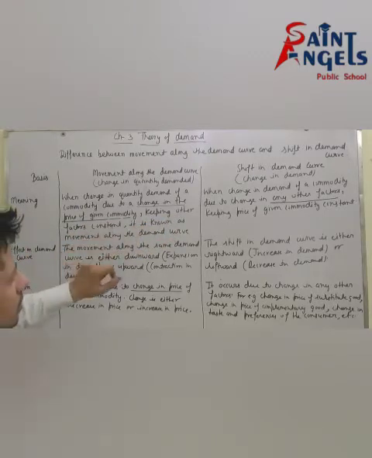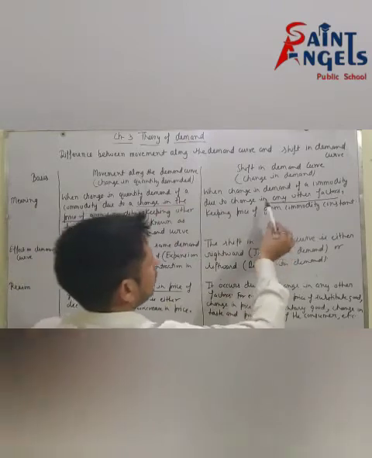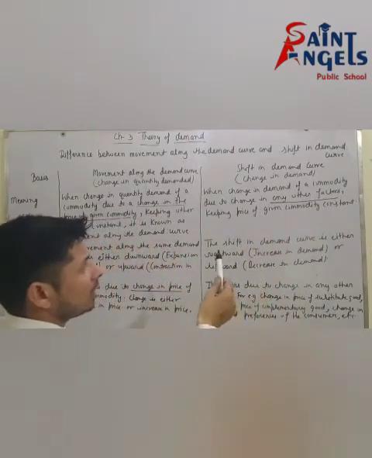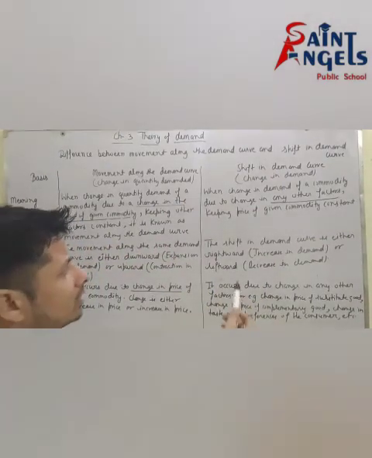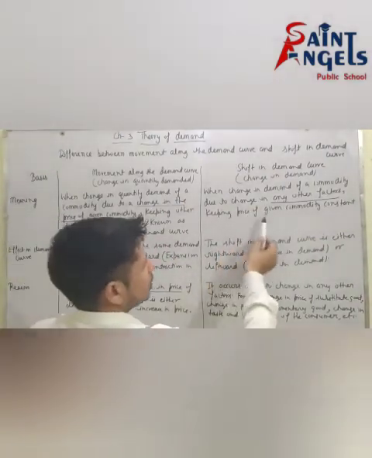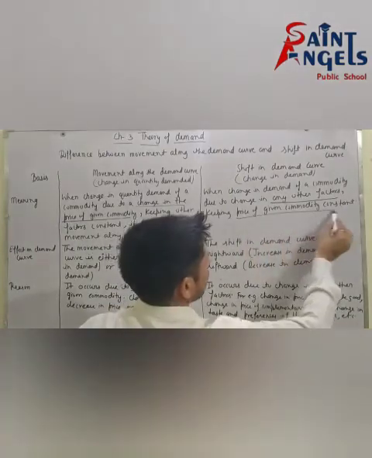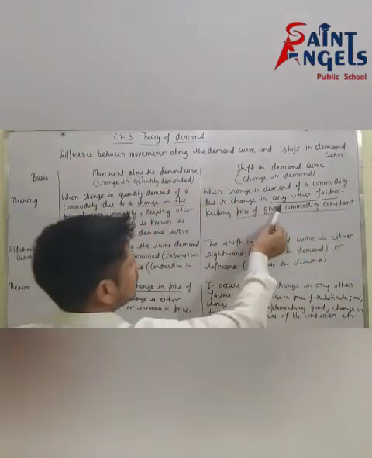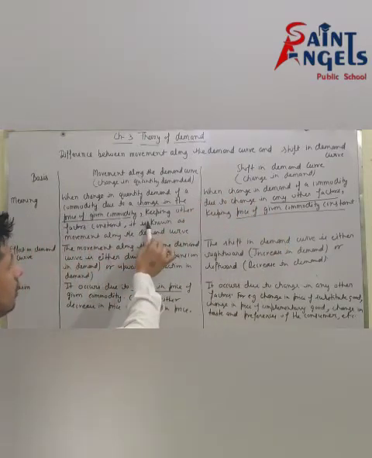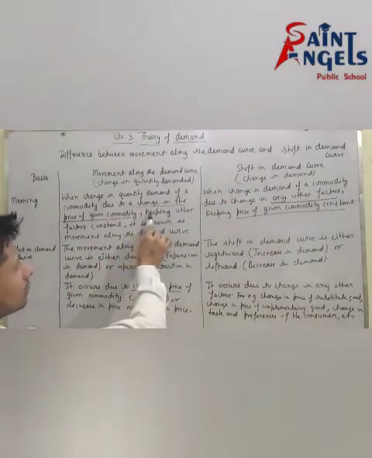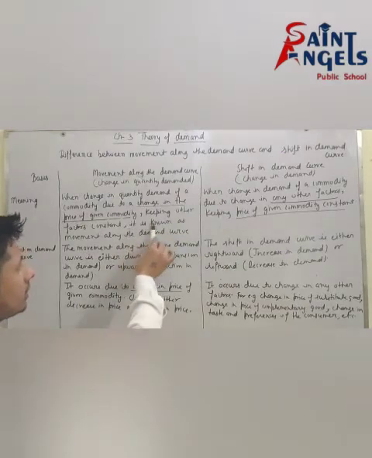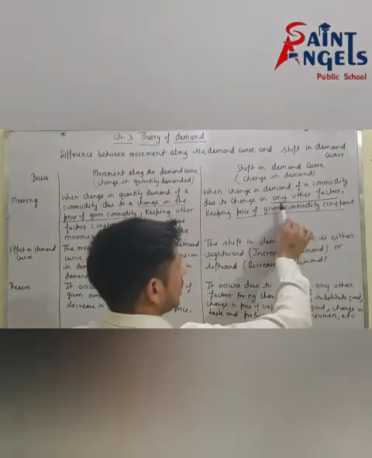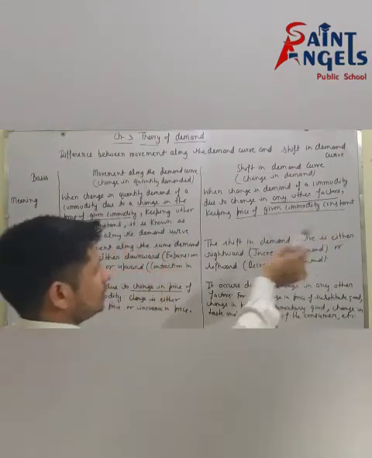But here, due to a change in any other factor, other factors change, but the price of the given commodity remains constant. This definition is the reverse, the opposite, of the previous one. Here the price of the given commodity changes and other factors are constant. Here the price of the given commodity is constant and other factors change.